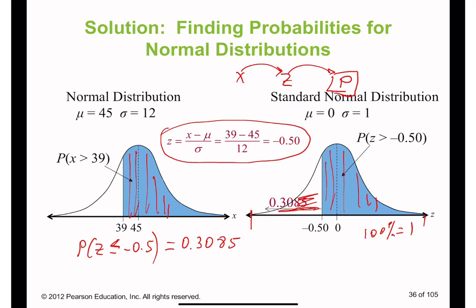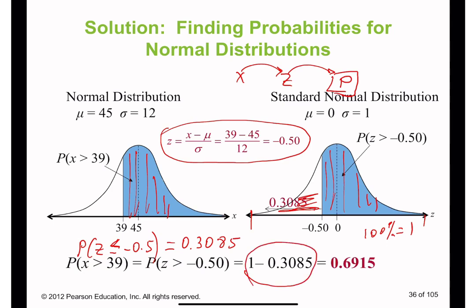Okay? Once you found it, moving to the next step. So that means 1 minus 0.3085, precisely what I was telling you. And here we get 0.6915, which means 69.15%. That means there is a 69% chance that people will stay in the store more than 39 minutes. So practically it's kind of pushing. It's a lesser chance, but still quite a few people are going to stay. It's 69%.